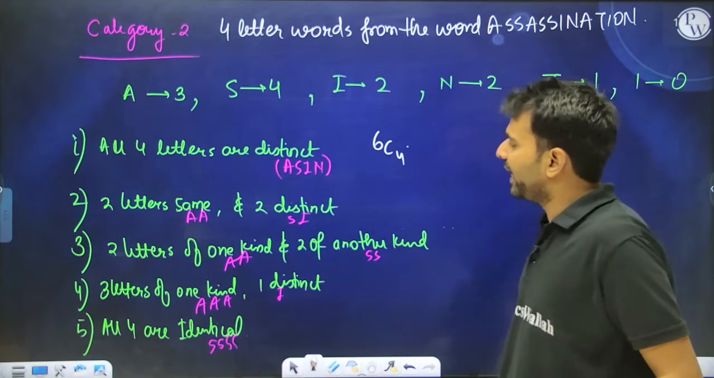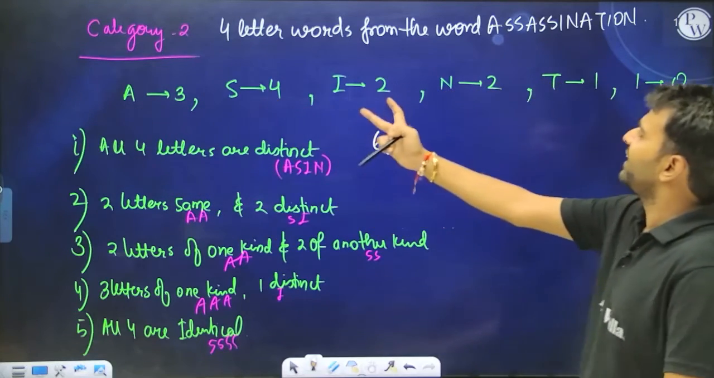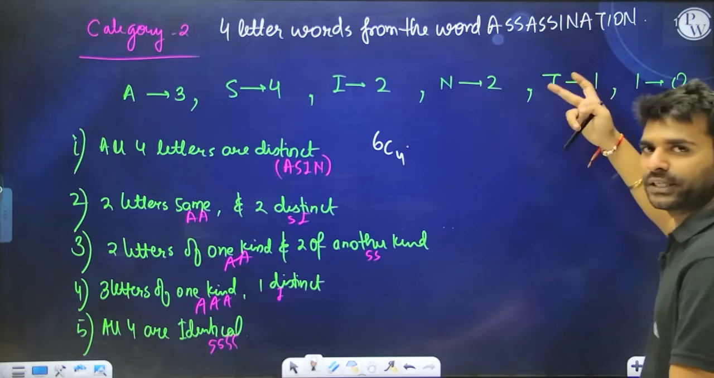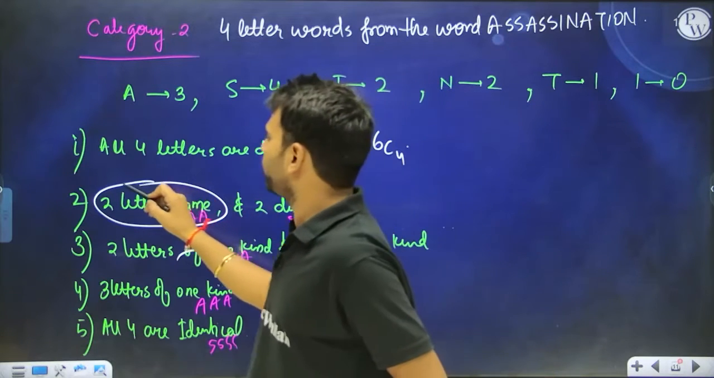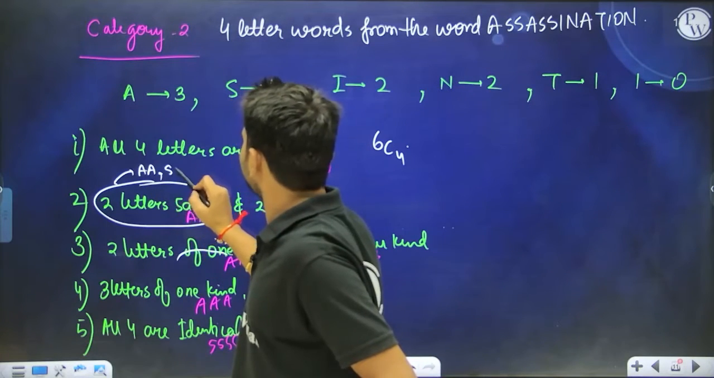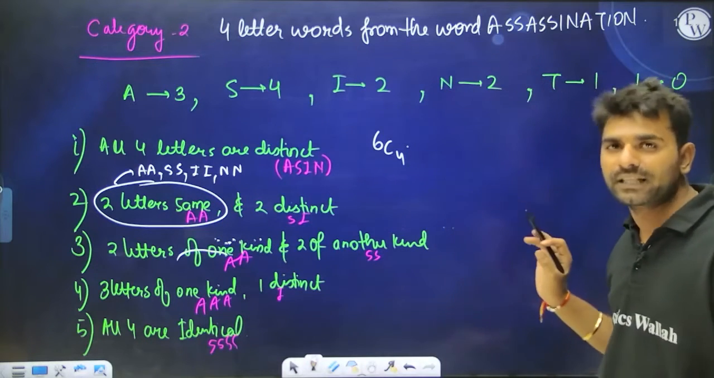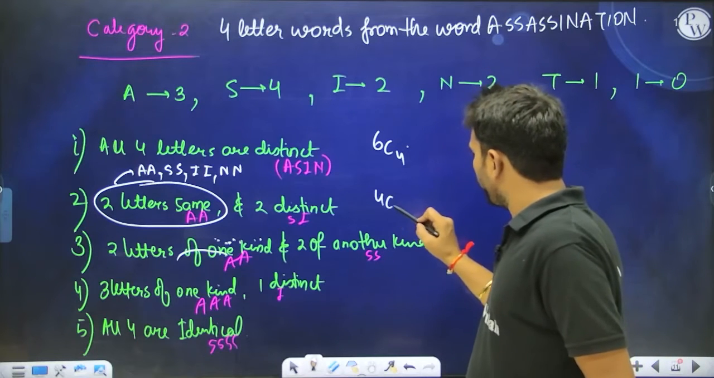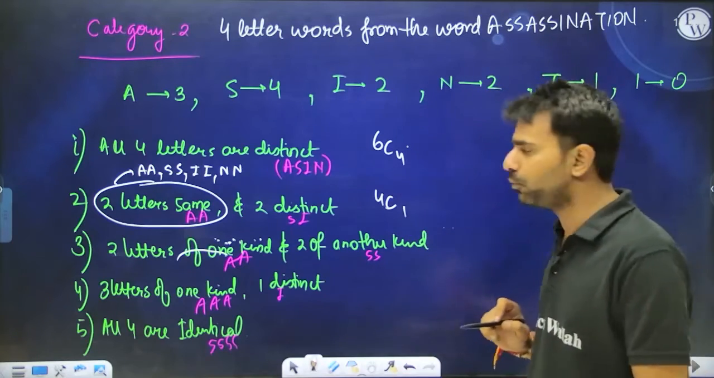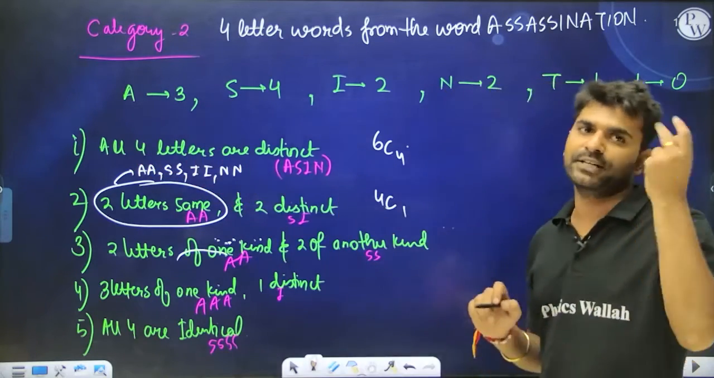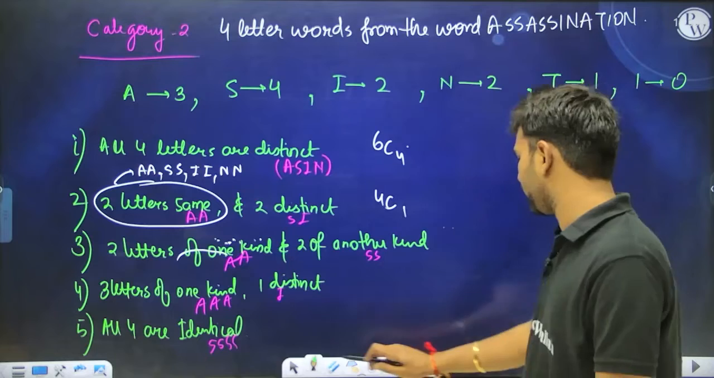Okay. 2 letters same. Now if you see, I can take 2 A's, I can take 2 S, I can take 2 I, I can take 2 N, but I cannot take 2 T and 2 O. So if I am looking for 2 letters same, then who can provide me? AA is there, SS I can take, II and NN I can take. So out of these 4 bundles, if I take any one bundle, will I be having two identical things with me or not? The moment I have taken this AA bundle, I am having two identical things. The moment I have taken this SS, I am having two identical things. Yes or no, everyone?